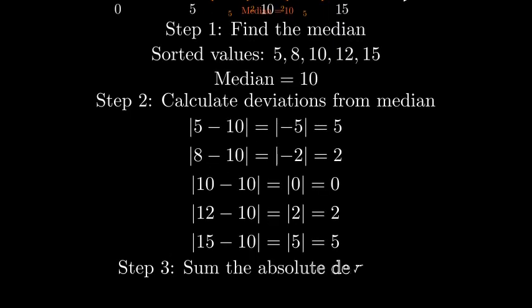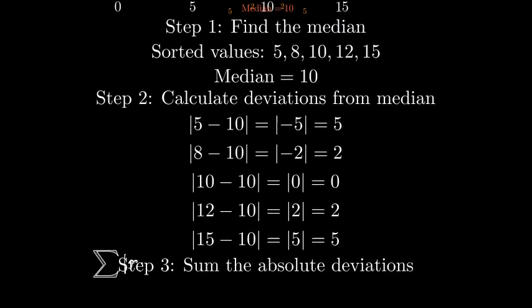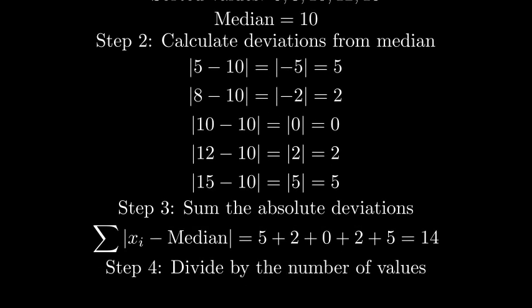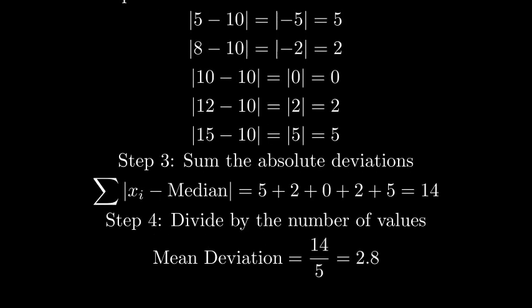Step 3. Sum up all the absolute deviations. 5 plus 2 plus 0 plus 2 plus 5 equals 14. Step 4. Divide the sum of absolute deviations by the number of values. In our example, we divide 14 by 5, giving us a mean deviation of 2.8.